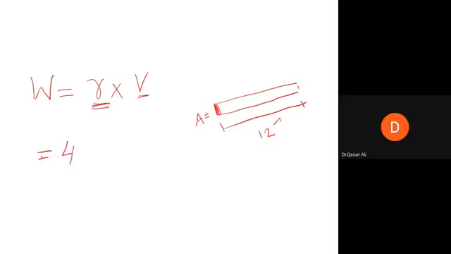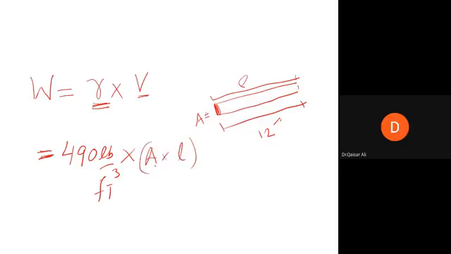Anyone from you? It is 490 pound per cubic foot. The density of steel is 490 pound per cubic foot. And the volume of steel will be area into the length. And area is pi by 4 d square. Okay.